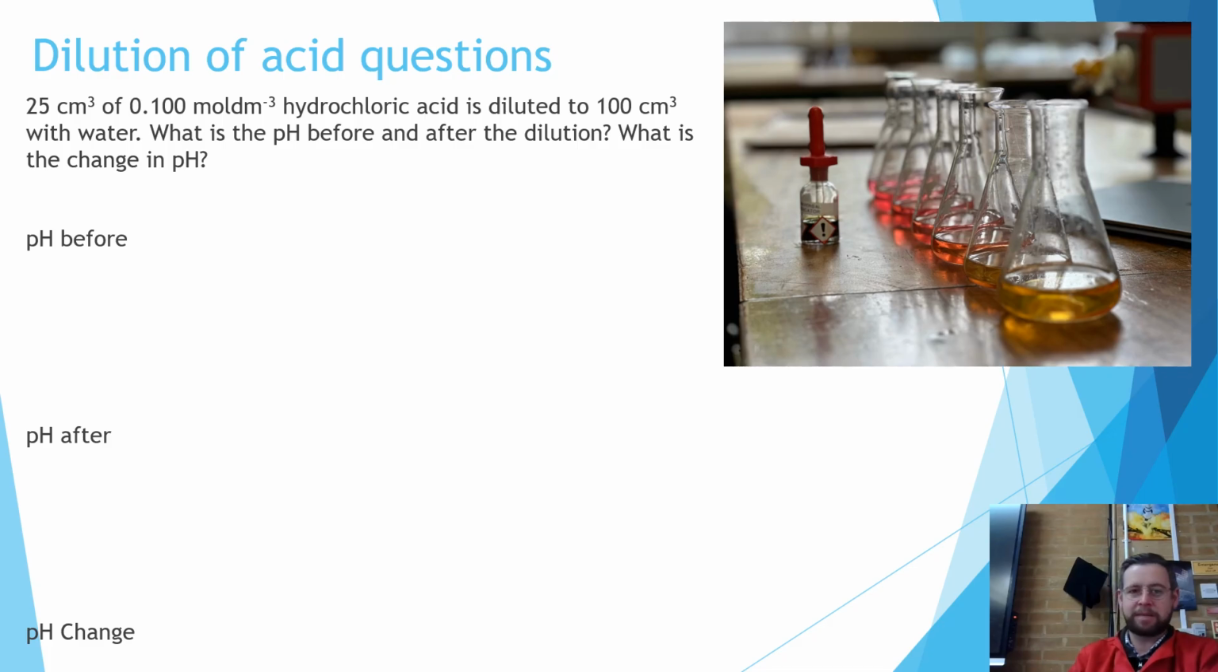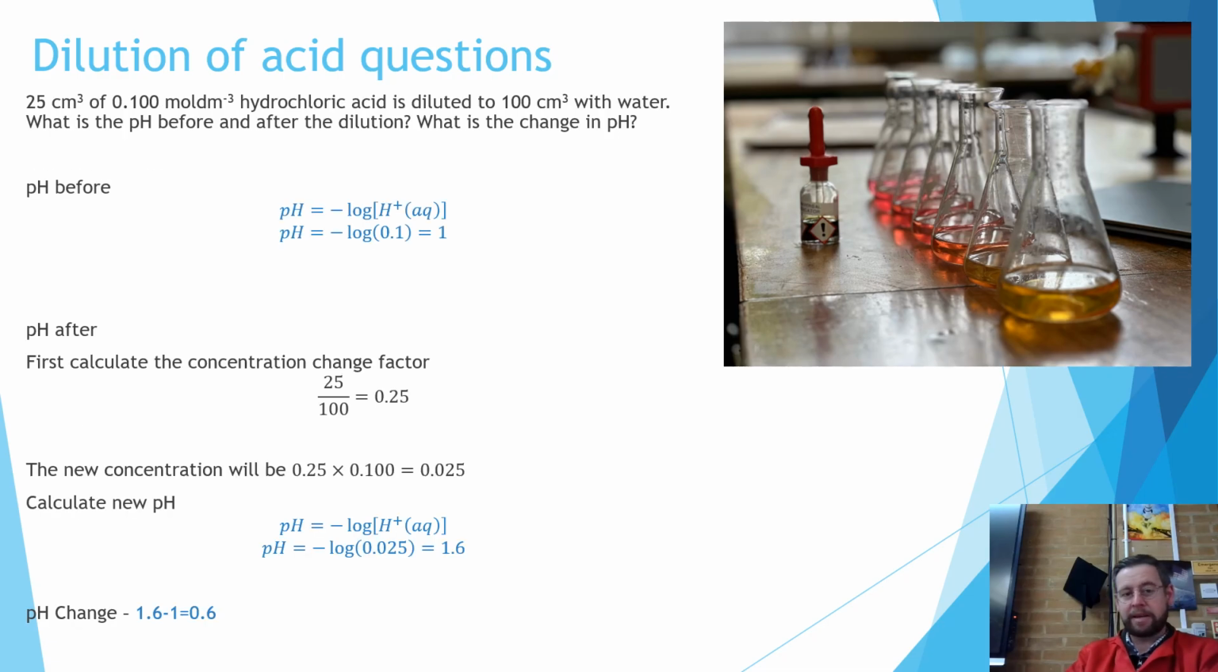So the question would be something like this: 25 centimeters cubed of 0.1 molar hydrochloric acid is diluted to 100 centimeters cubed. What is the pH before and after the dilution, and what is the change in the pH? So to calculate the pH before, the volume doesn't come into it. We just need to look at the concentration.